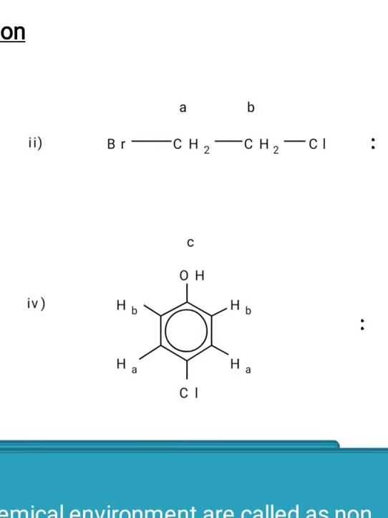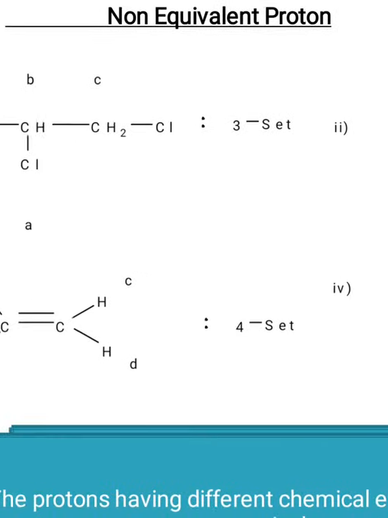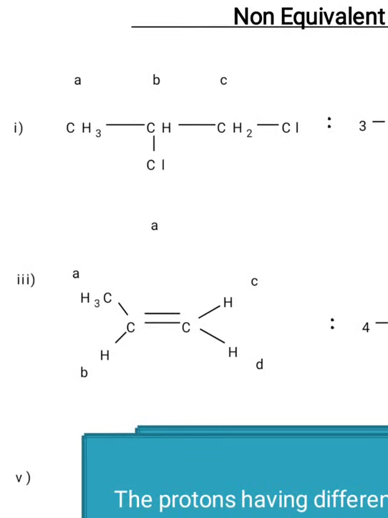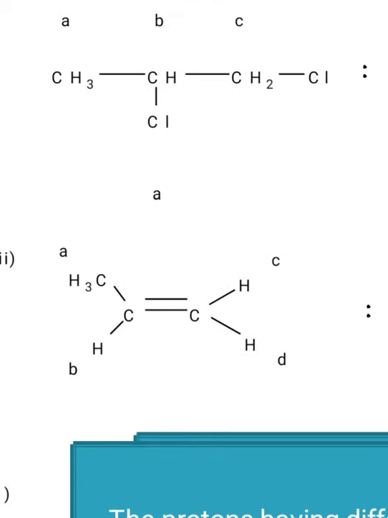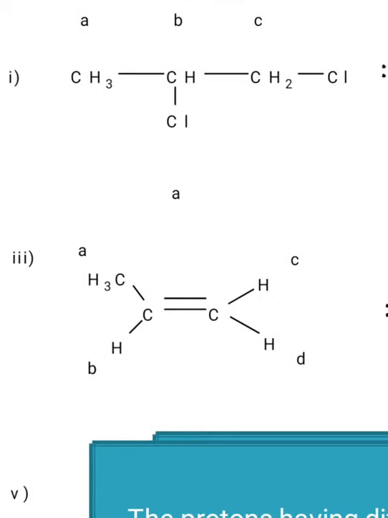In 1-bromo-2-chloroethane, both the CH2 groups are non-equivalent and give two signals on the NMR scale. In propene, see here, this is an interesting example.